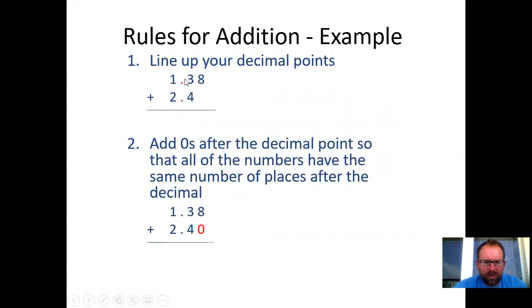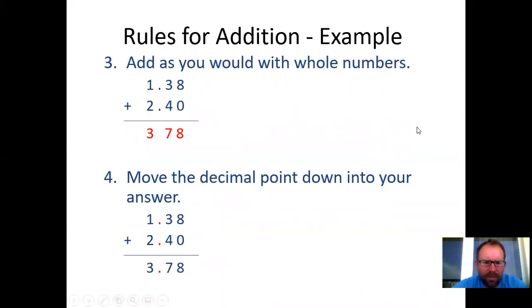So if we line up our decimals here, we have 1.38. So we wouldn't put the 2.4, we wouldn't put the 4 under the 8. You have to put it here, so these decimals have to line up above each other, okay? Then we would add a 0 anywhere there's a blank. So what we're going to do is we just add them together. So 8 plus 0 is 8. 4 plus 3 is 7. 2 plus 1 is 3. Then we just move this decimal place down, okay?